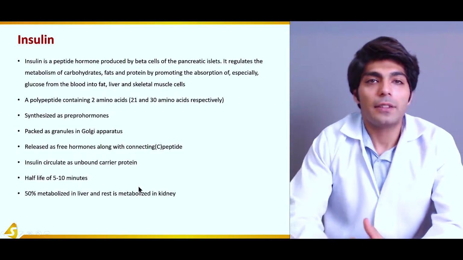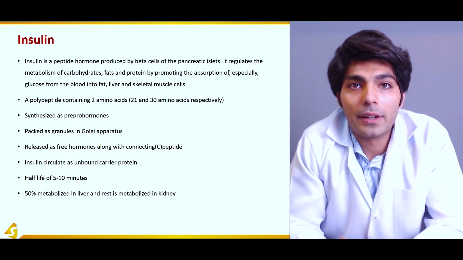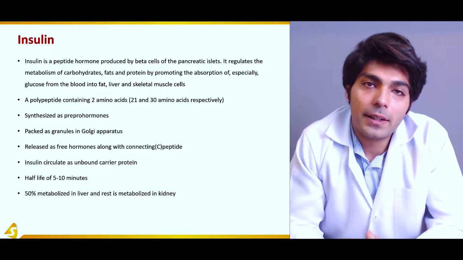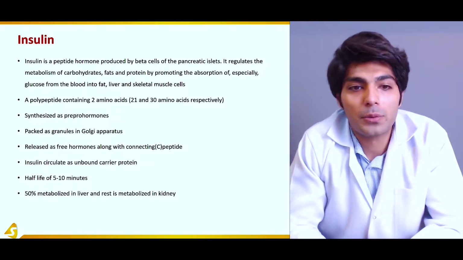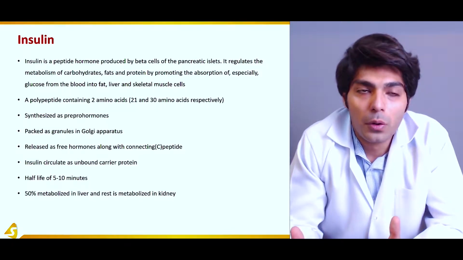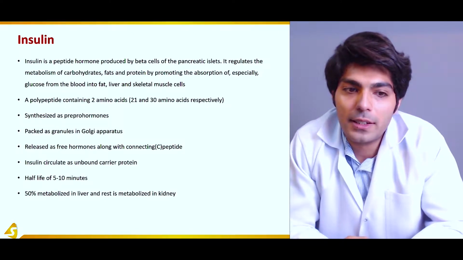Insulin is a peptide hormone which is produced by the beta cells of the pancreatic islets. It regulates the metabolism of carbohydrates, fats, and proteins by promoting the absorption of especially glucose from the blood into fat, liver, and skeletal muscle cells.